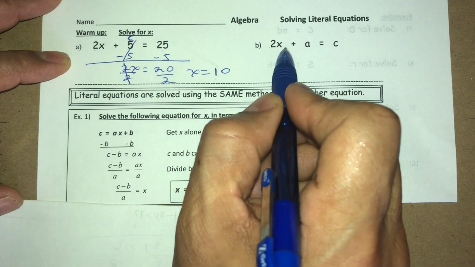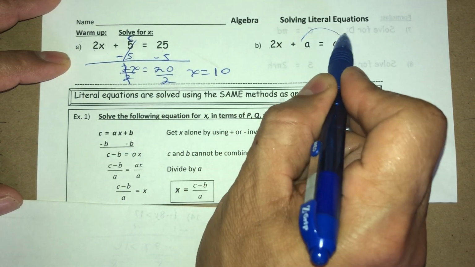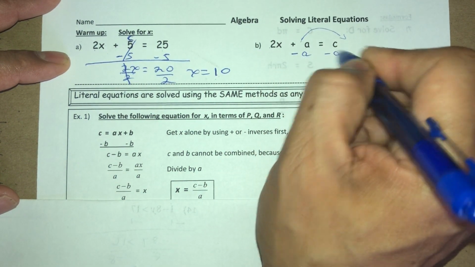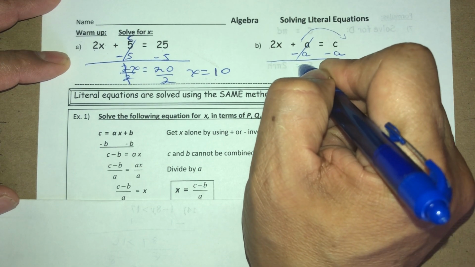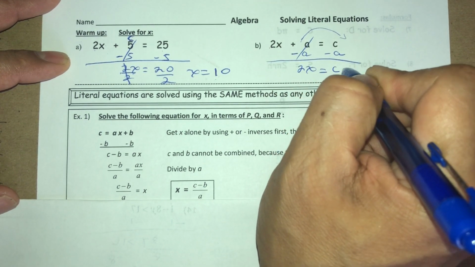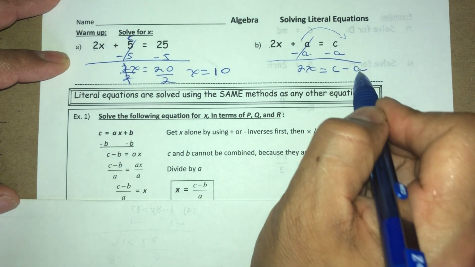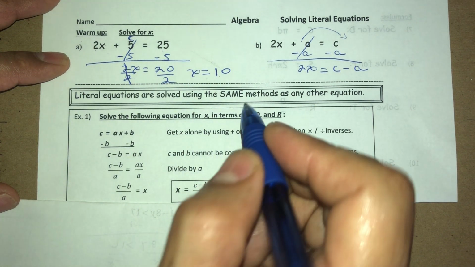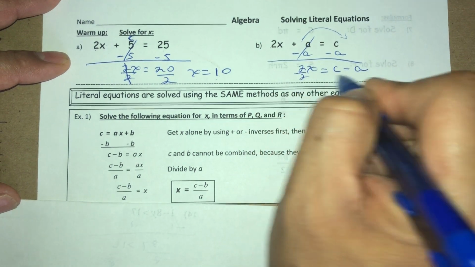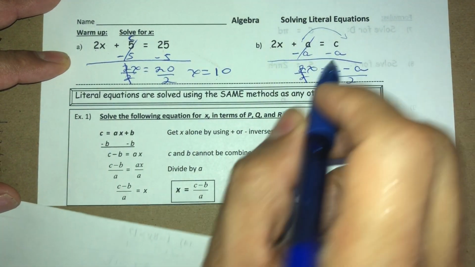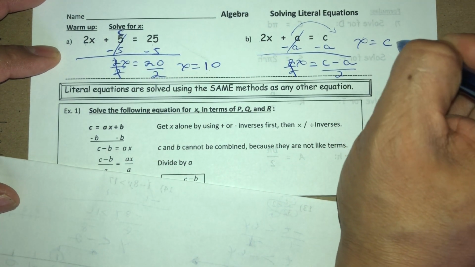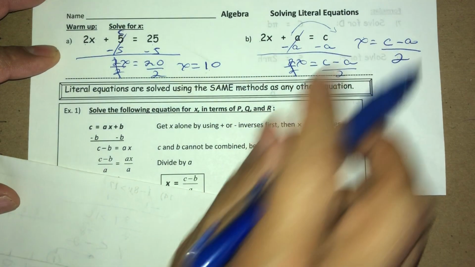So in this case, I'm going to move the a to the other side, okay? Because it's plus, that will become minus a on both sides. Now you will have 2x equals c minus a. Remember, you cannot add those up because c and a are different terms, different variables. So you just write it as a subtraction, okay? Now, to eliminate the 2, we divide everything on both sides by 2. So there it is, that will be your answer. The answer for this one has to be x equals c minus a over 2.